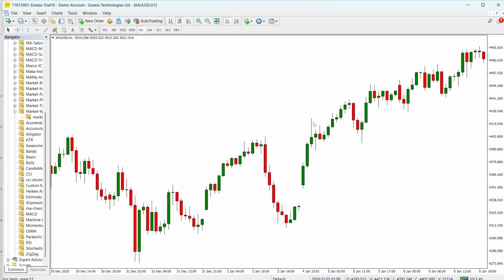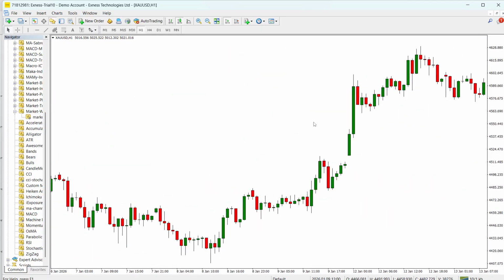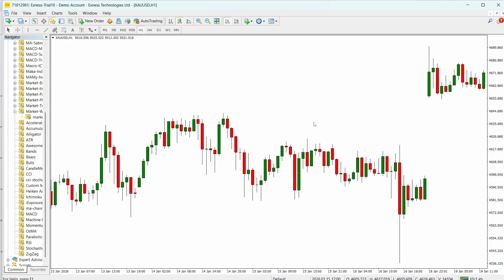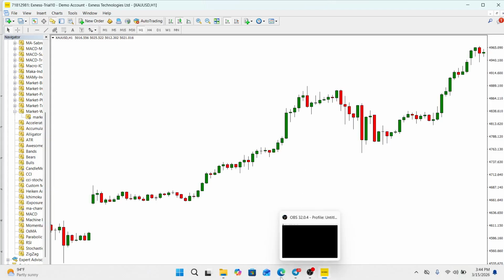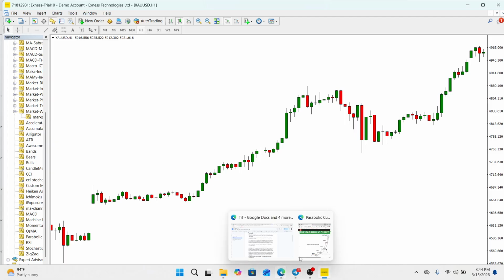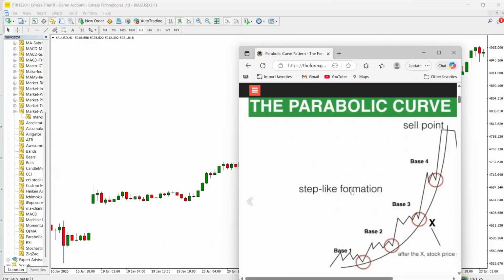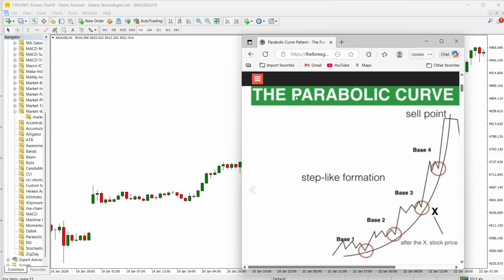This is an approach centered on recognizing parabolic price patterns where price accelerates sharply in a curve's trajectory. At this point I'm going to load an image example so you can see how it looks on the chart. Alright, so there we have it. Let's take this up a bit.